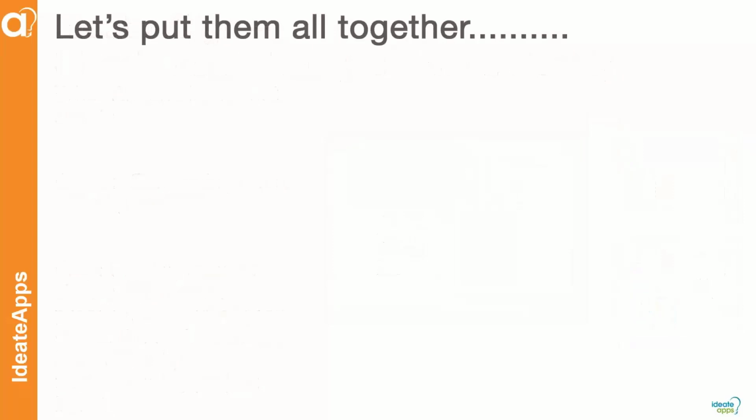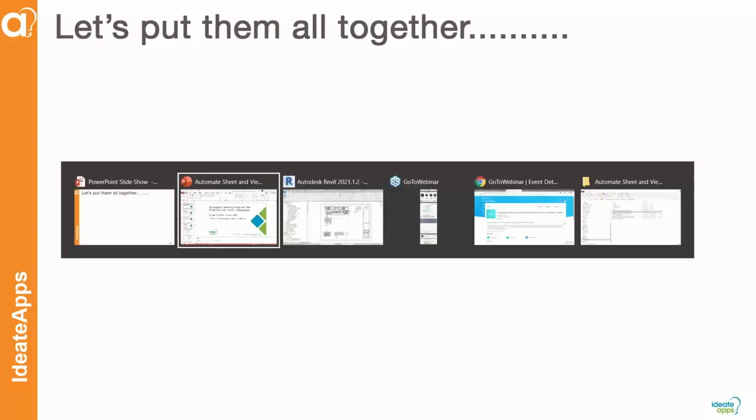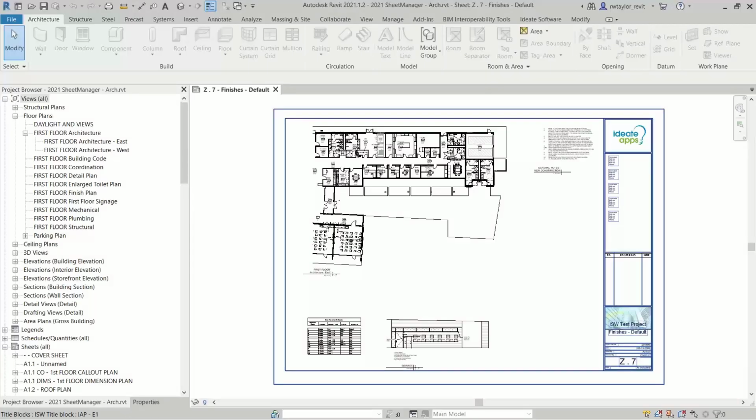Okay, that was a lot of introduction. So let's show you how we can put them all together and see it in action. So I'm going to switch over here to Revit. Today I'm using Revit 2021, the latest version from Autodesk. But as I said, we have versions that work from Revit 2018 through Revit 2021.